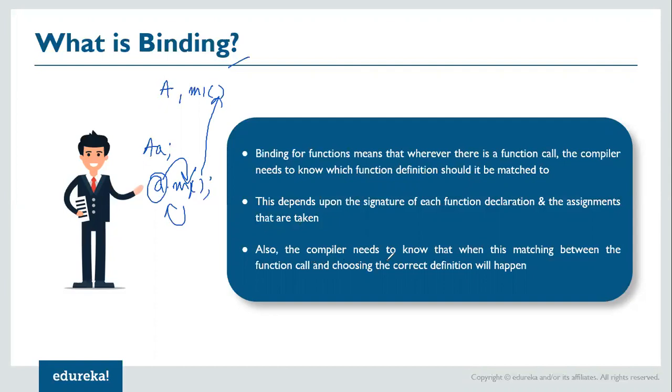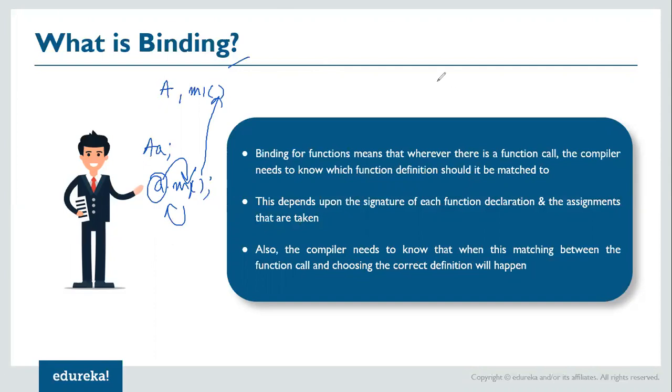Also, the compiler needs to know when this matching between the function call and choosing the correct definition will happen. Meaning, whether it has to call M1 from the superclass or M1 from the subclass, it has to know whether it has to be done at compile time or runtime. So this is the concept of binding in C++ programming.